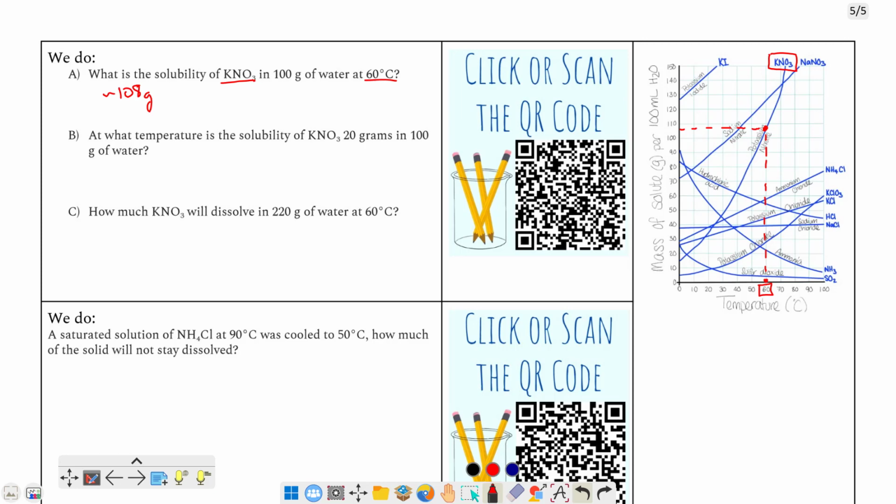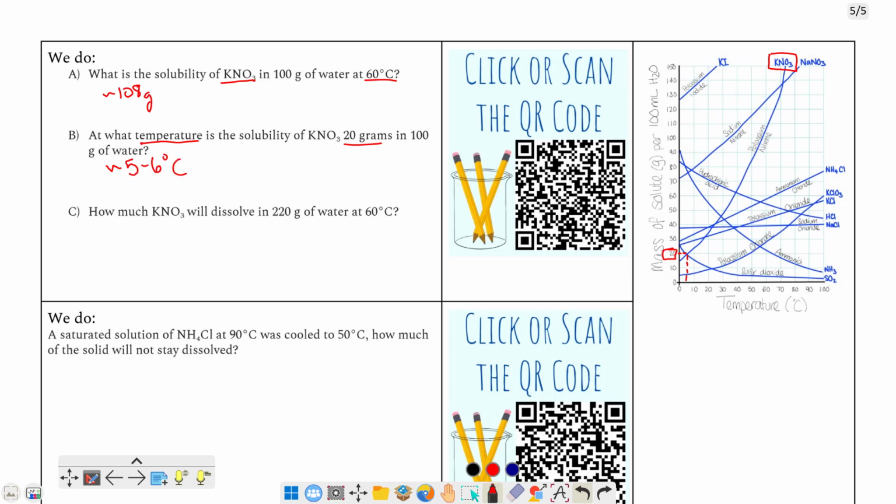Now for B, we want the temperature where the solubility is 20 grams. Let me clean up my graph. And for this one, we want to start at 20 grams. We want to come across until we meet that line, but that is actually right there. And so we're going to drop straight down. And I'm going to estimate that's about 5 or 6 degrees.